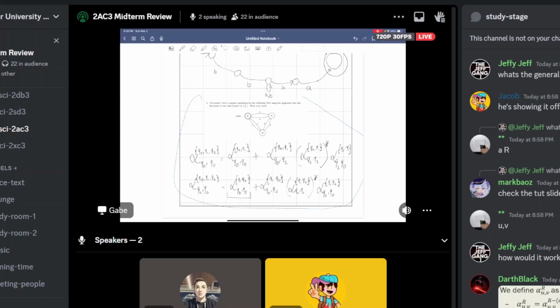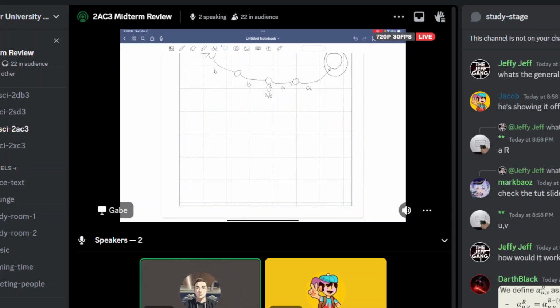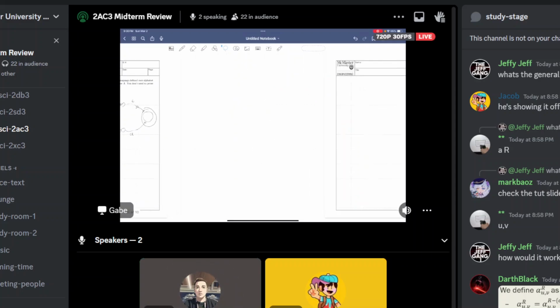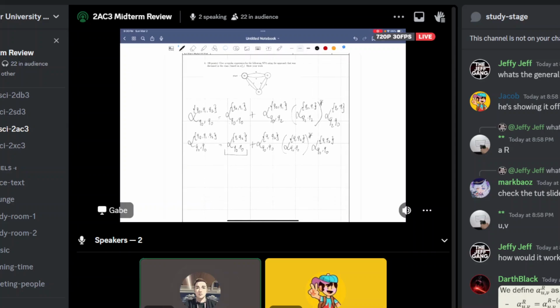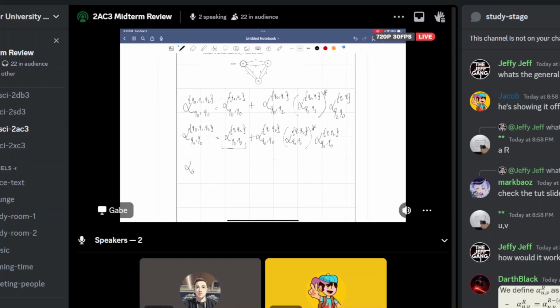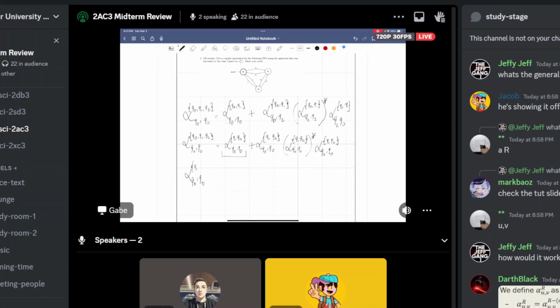I'm going to move to a different page. So now we just have to find Q0, Q0, passing through states Q1, Q2, and applying the general formula again, we can pick a state Q1 or Q2 to remove. I'll pick Q2.